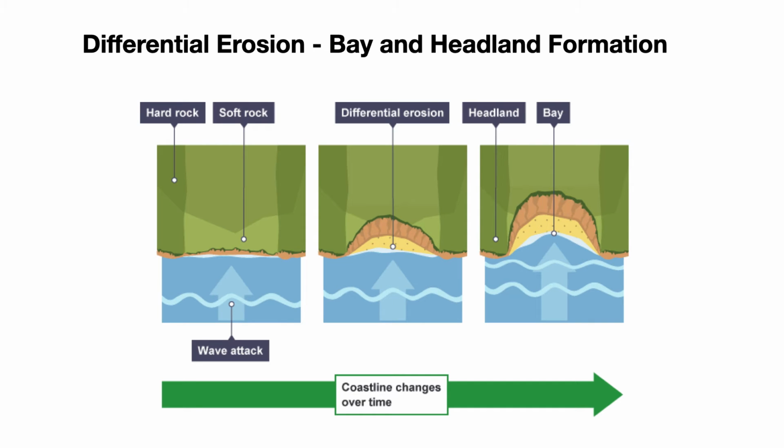This illustration shows how differential erosion can result in the formation of a bay. Differential erosion occurs when bands of soft rock erode more quickly than harder rocks, forming bays with hard rock headlands on either side. We can see how the center band of softer rock eroded first, developing a coastal bay.